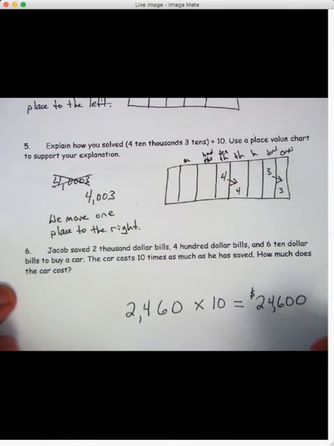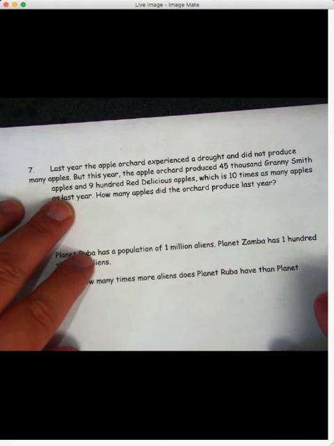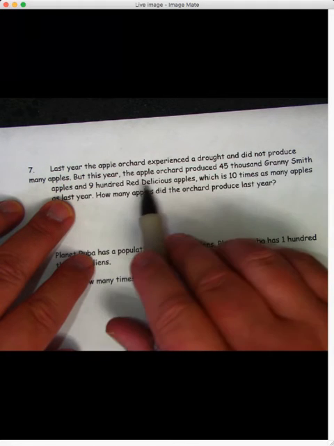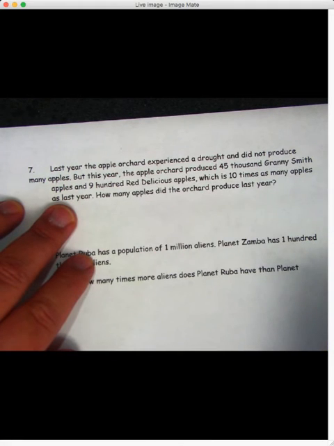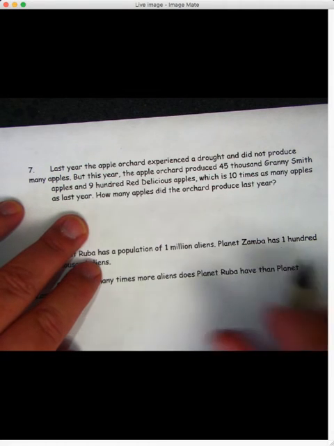All right, question number 7. Last year, the apple orchard experienced a drought and did not produce many apples. But this year, the apple orchard produced 45,000 Granny Smith apples and 900 Red Delicious apples, which is 10 times as many apples as last year. How many did it produce last year? This one's a little bit tricky.